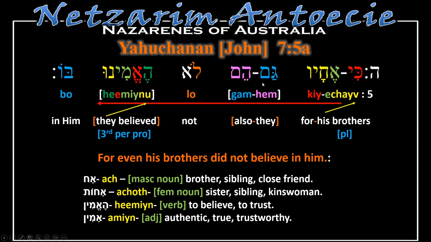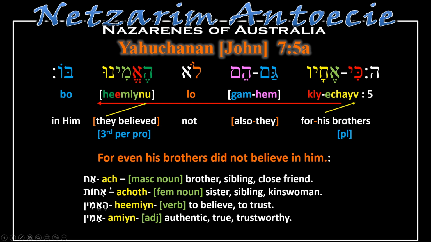Gam, also, and that has a mem sofit, a closed mem behind it because it's at the end of the word. Hem, they, also they, lo, not, minu. He'emin means to believe, so they believed, and it's a third person pronoun. Bo, in him. And the translation: for even his brothers did not believe in him.